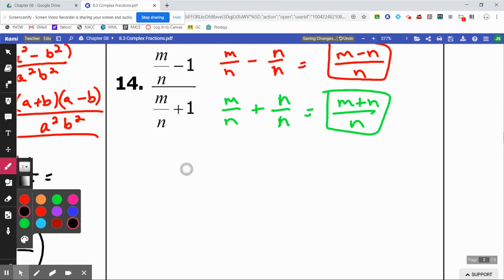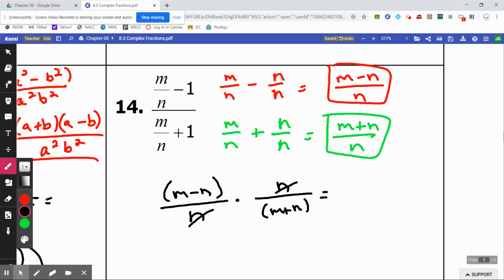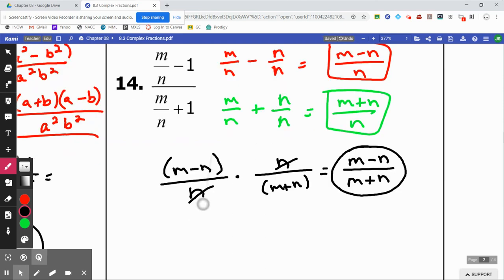So now we've got to divide the two. You have the top. To divide, you're going to flip the bottom and multiply. The n's cancel. It leaves you with an m minus n on top and an m plus n on bottom, which you would think would cancel each other out in some sort of way, but they do not. Okay, number 15.